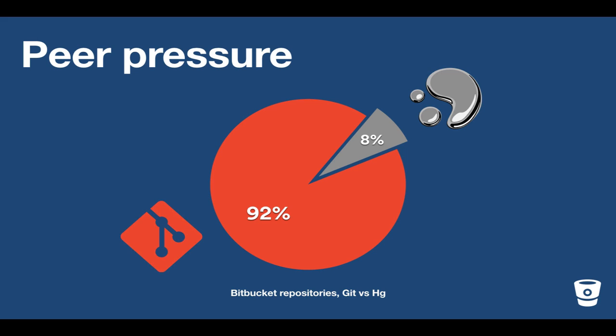Now, the reason peer pressure is important is because that means that all of the support and tooling and even the hiring pipeline gets easier if you adopt Git as your version control system. If you have a problem with Git, you can Google for it, and there'll be thousands of Stack Overflow articles and tutorials and things that you can use to resolve your problems.